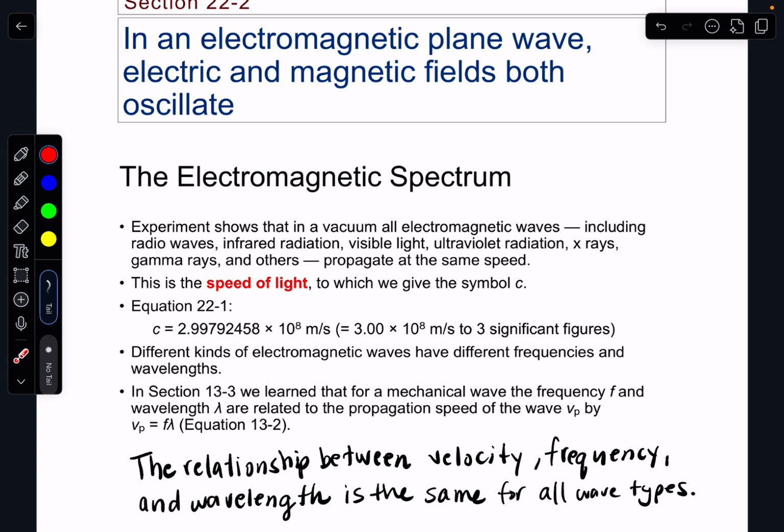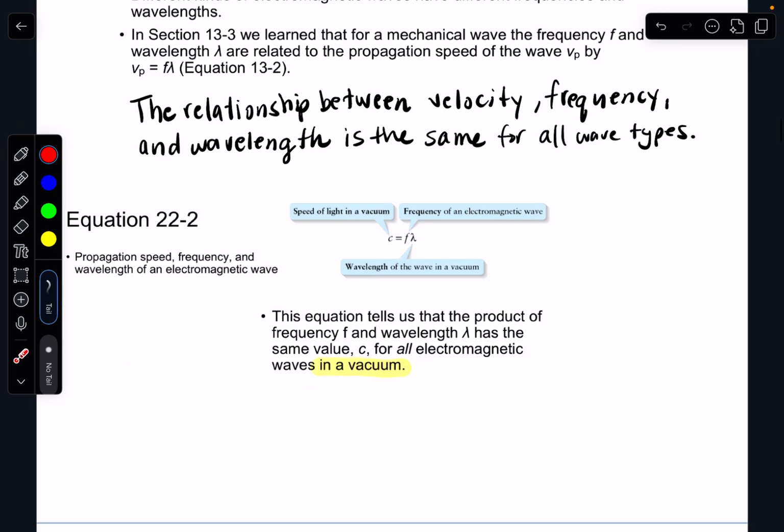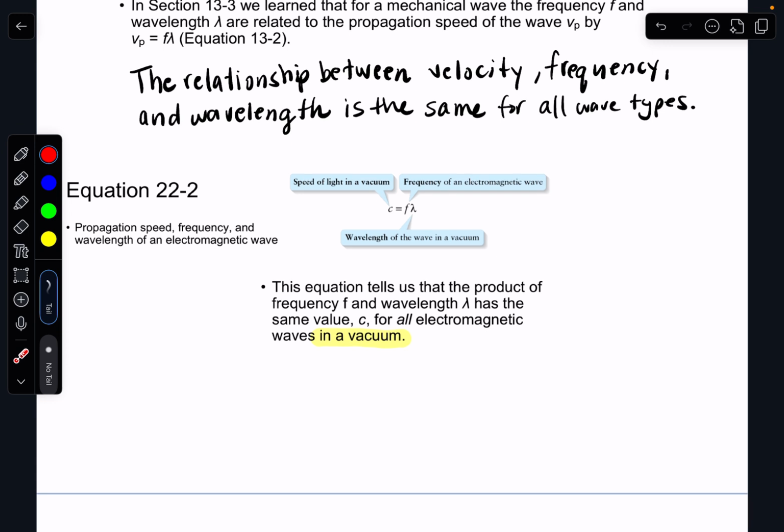So, right, this is the relationship between velocity, frequency, and wavelength. For mechanical waves, guess what? It's the exact same relationship for electromagnetic waves. It's actually the relationship for any kind of wave. So that relationship for electromagnetic waves in vacuum is: the speed of the wave, which is c, the speed of light, equals the frequency times the wavelength. So this is true for all electromagnetic waves in vacuum.